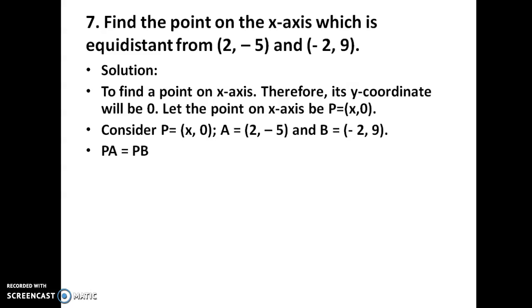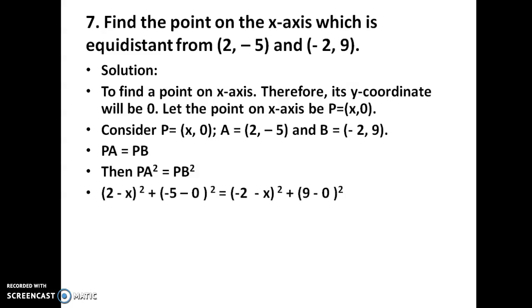Then PA equals PB. What they told? The point on the x-axis is equidistant to these two. This is A, this is B. So PA is equal to PB. So we are going to write it as PA square equal to PB square. Why? Because in the formula you have a square root, no? So in order to remove that, I am writing the square here itself, so that on both LHS and RHS you can remove the square root in the beginning itself.